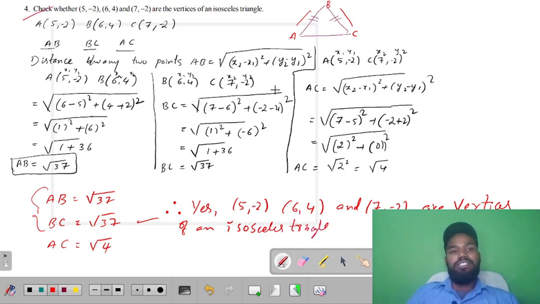I am explaining once again orally. What we do here: first take any two points, AB, next BC, next AC. Then find the distances AB, BC, AC and check whether any two sides are equal or not. If they are equal, then the triangle is said to be an isosceles triangle. So this is your fourth sum.